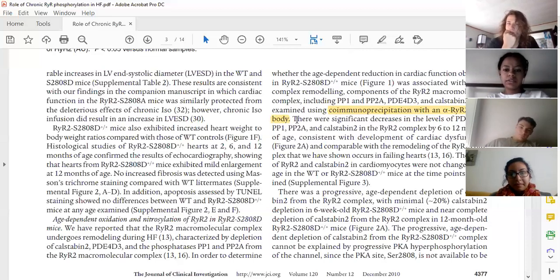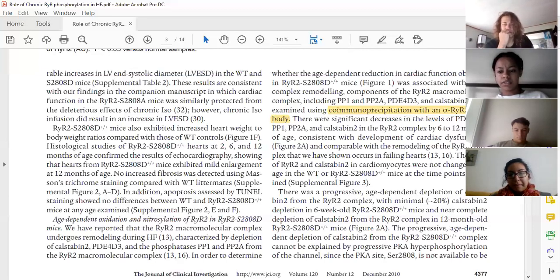There were significant decreases in the levels of PDE4/3, PP1, PP2A, and calstabin-2 in the ryanodine complex by 6 to 12 months of age, consistent with the development of cardiac dysfunction and comparable with the remodeling of the ryanodine complex that we have shown occurs in failing hearts. The levels of ryanodine and calstabin-2 in cardiomyocytes were not changed with age in the wild type or the ryanodine plus mice, at the time points examined.